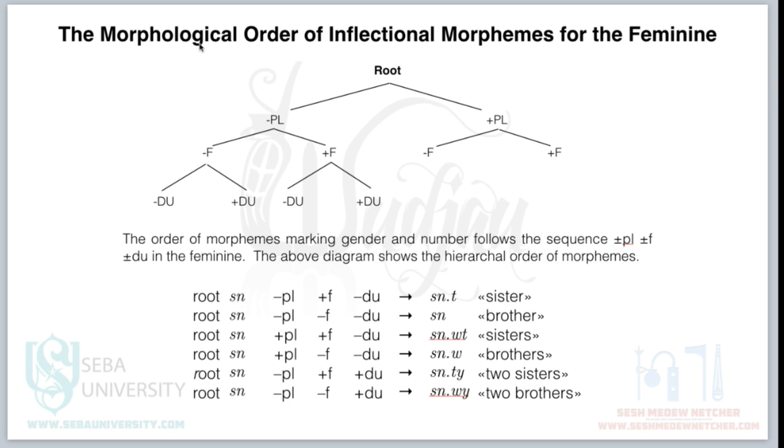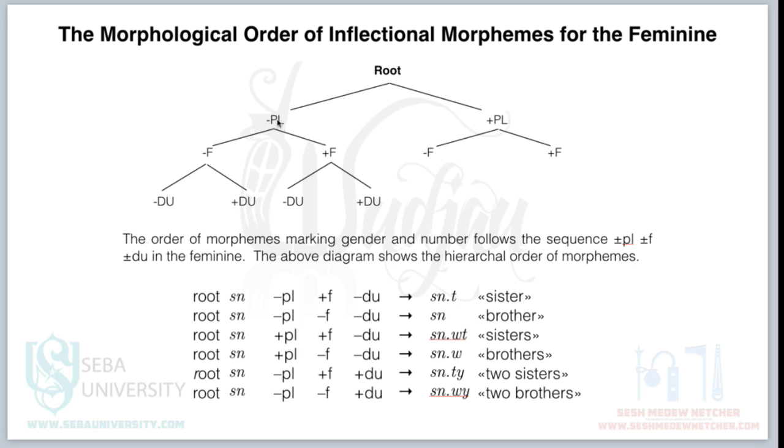Notice that this is the morphological order of inflectional morphemes for the feminine. But this is for both masculine and feminine. But we're paying attention to the feminine because this is the topic. We start off with the root. The first morpheme that reveals itself is the plural, whether it's plural or not. Then gender, and then dual. So between number, we have gender and number. Between the numbers, plural comes first. We have singular, the root, then plural, and then dual.